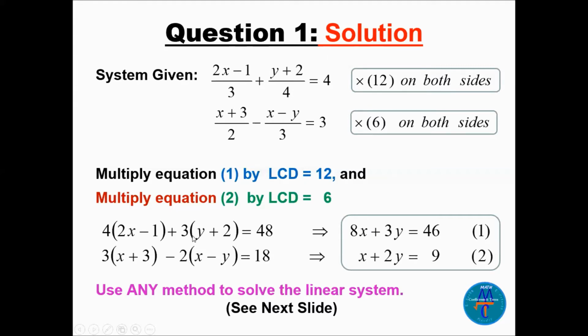Now when you simplify the first equation, use the distributive property. 4 times 2x is 8x minus 4, 3y plus 6 is equal to 48. Now 8x plus 3y is equal to 46. Here you have to take care of this minus when you multiply. The first one is easy. Second one is minus 2 times x, minus 2 times minus y will be plus 2y. That's why we have here x plus 2y is equal to 9.